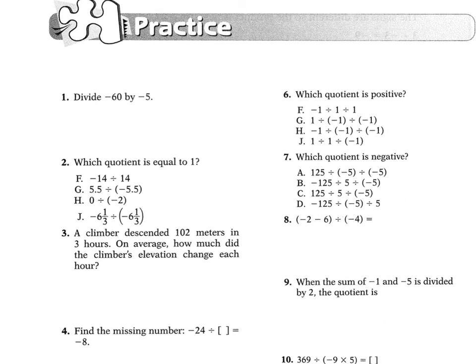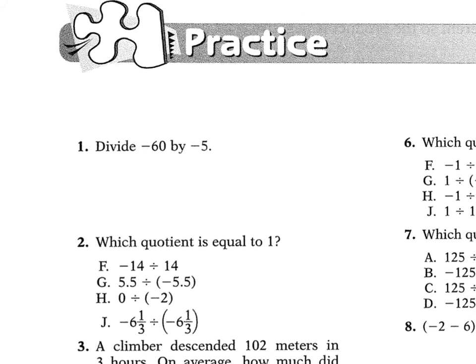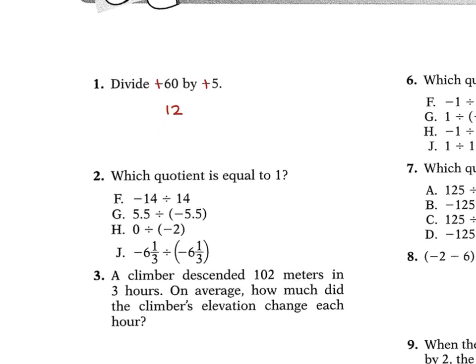For our next section, we have -60 divided by -5. A negative divided by a negative is a positive. 5 goes into 60 12 times. 2 asks which quotient is equal to 1.